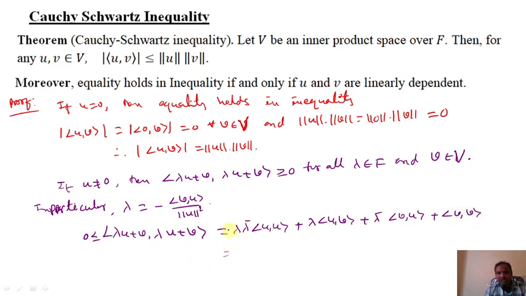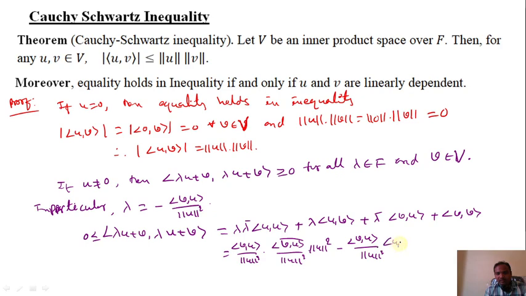Now, what is λ? λ is minus ⟨v, u⟩ over norm u squared, and λ bar is minus the conjugate of ⟨v, u⟩ over norm u squared. So we get ⟨v, u⟩ times its conjugate over norm u squared times ⟨u, u⟩, which is norm u squared. Then λ times ⟨u, v⟩ is minus ⟨v, u⟩ by norm u squared into ⟨u, v⟩. And λ bar is minus the conjugate of ⟨v, u⟩ by norm u squared into ⟨v, u⟩, plus ⟨v, v⟩, which is norm v squared.